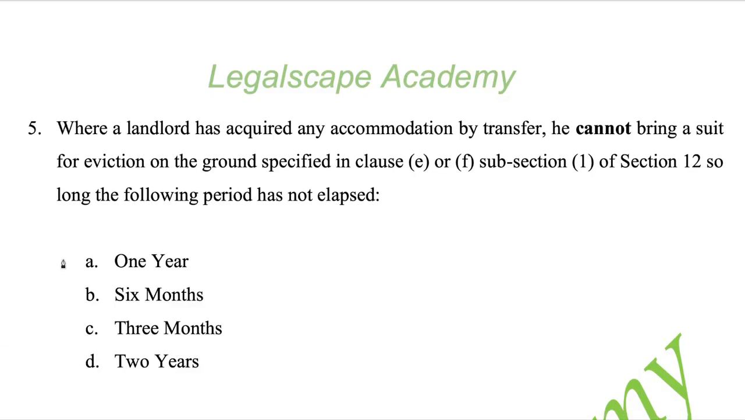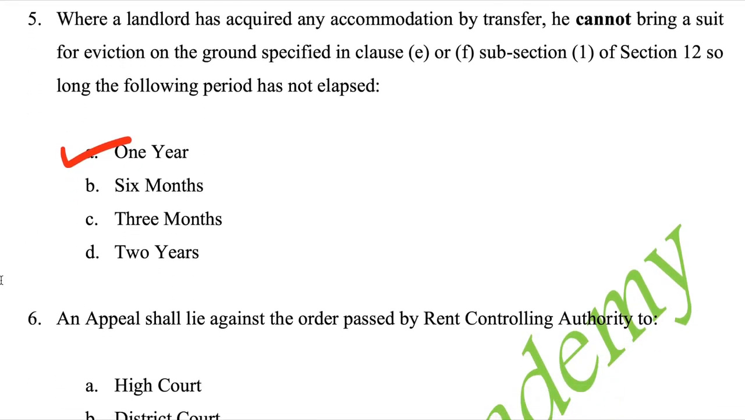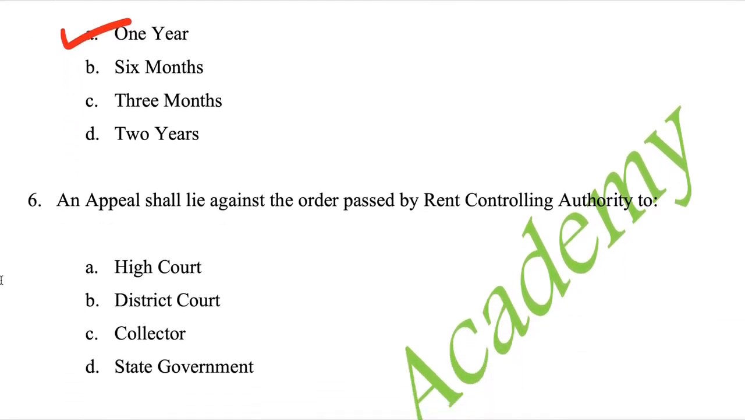Correct answer is 1 year. It is given in section 12(4). It was inserted by amendment of 1985. Next question. An appeal shall lie against the order passed by Rent Controlling Authority to A. High Court, B. District Court, C. Collector, D. State Government.